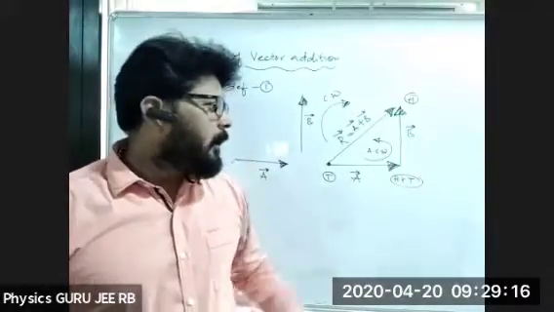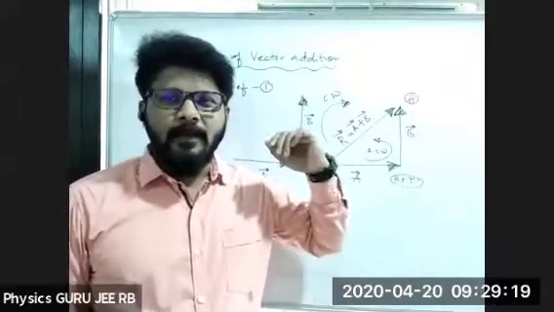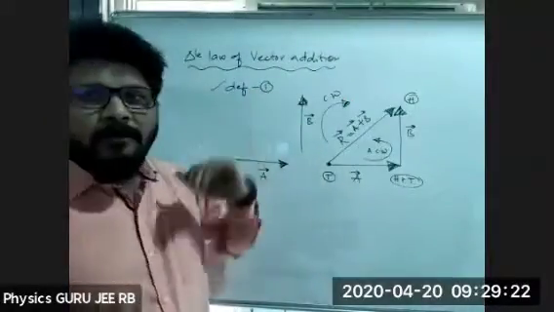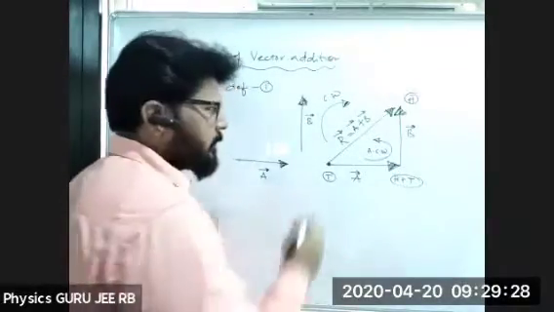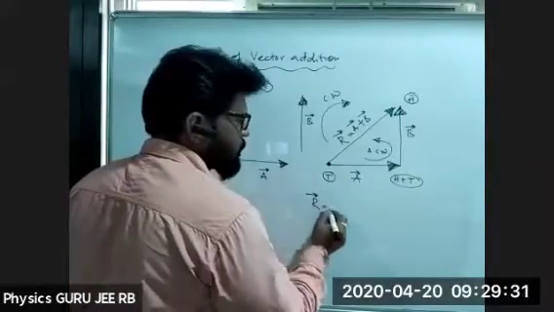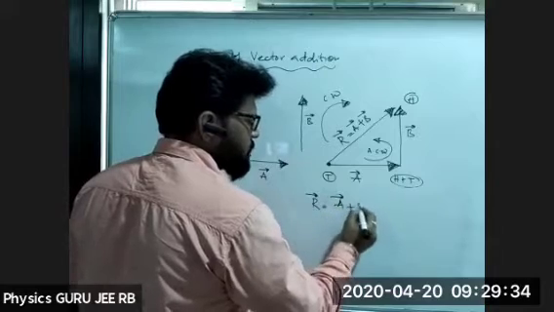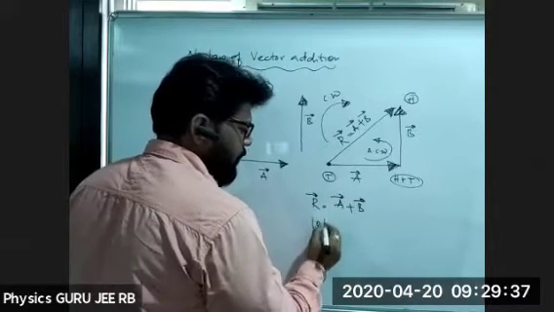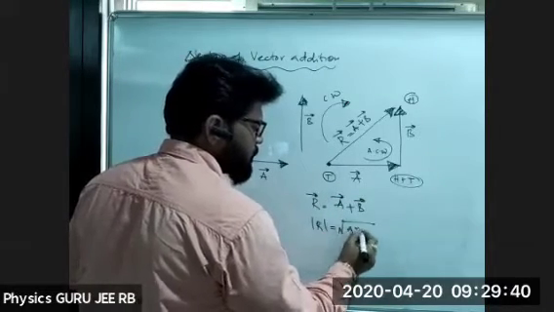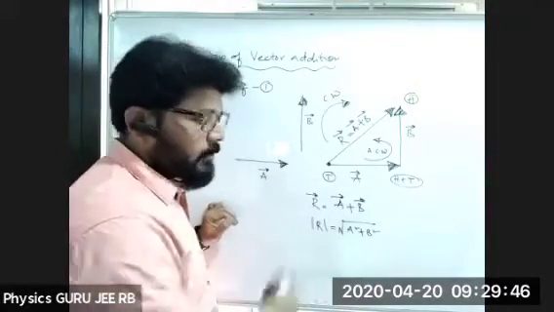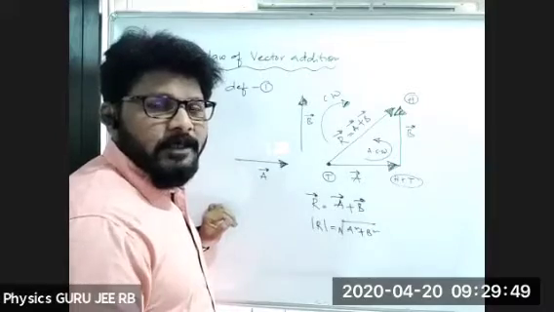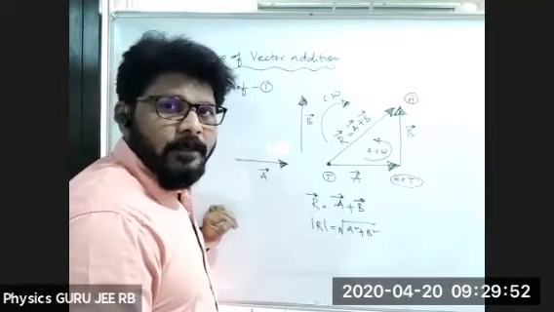Okay, fine. Now A and B. This is nothing but the triangle law of vector addition. How to add? For example, if I want the resultant, I will write R equals A plus B in vector form. Then the magnitude of R is equal to the square root of A squared plus B squared. This is nothing but the magnitude. How am I getting the square root of A squared plus B squared? You can check it by using the parallelogram law of vector addition.